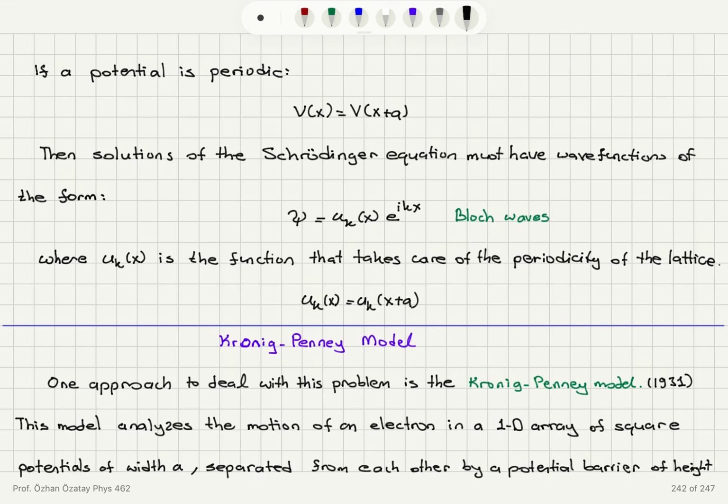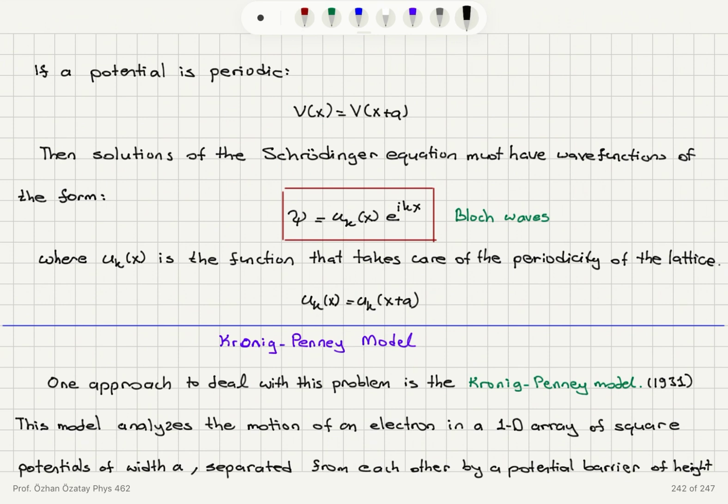The solutions of the Schrödinger equation must have wave functions, so we should have traveling waves, e to the ikx, that are weighted by a function of x, u_k of x, so it's a function that depends on k. These are called Bloch waves, and this function u_k of x takes care of the periodicity of the lattice. u_k of x is equal to u_k of x plus a. Okay, so these are called Bloch wave solutions. So it's very important that these solutions have this form for the periodic potential problem in Schrödinger equation.